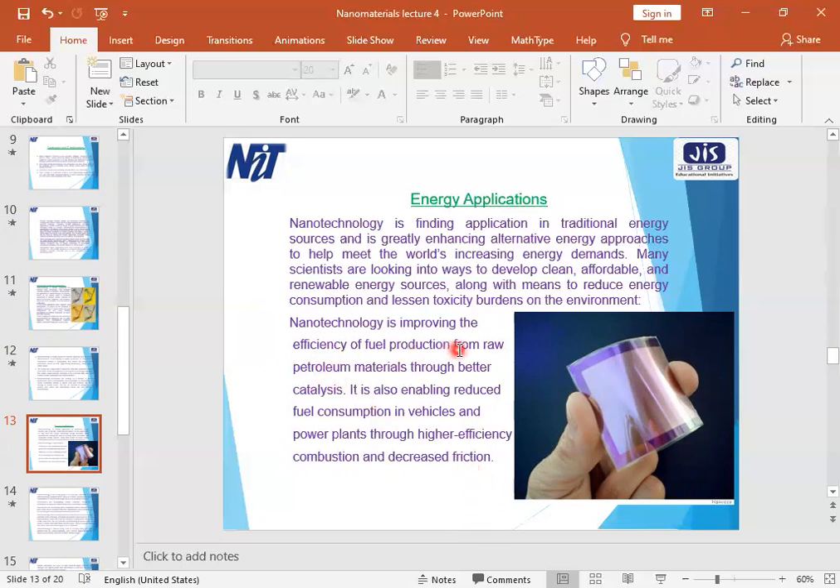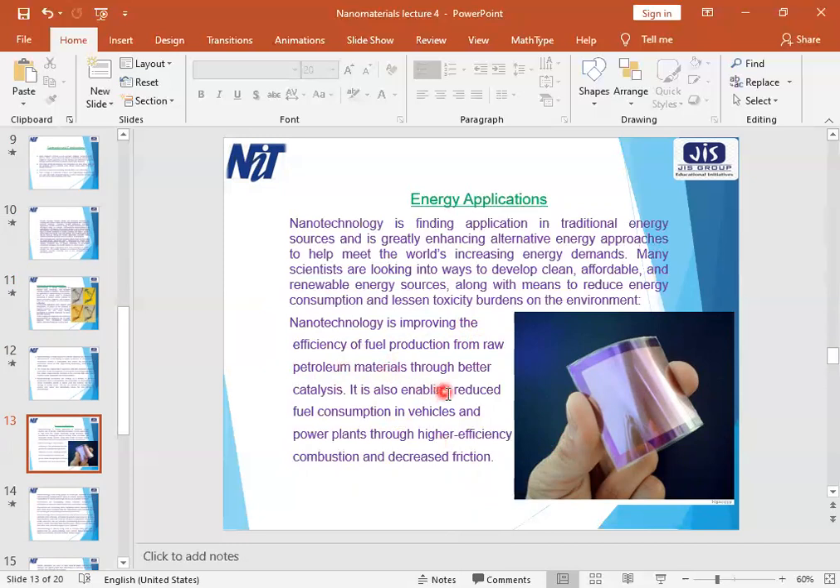So nanotechnology is improving the efficiency of fuel production from raw petroleum materials. We have seen that it can be used as a catalyst. So if a small amount of catalyst is required to refine a high amount of petrol, then the cost of petrol will become less.